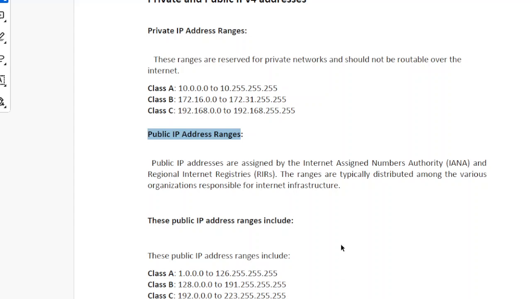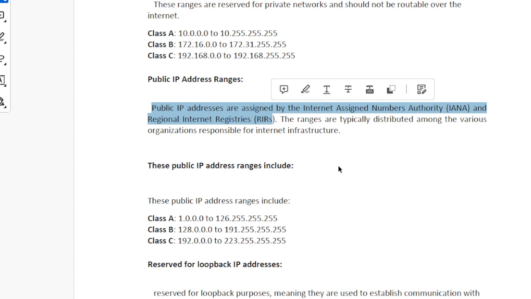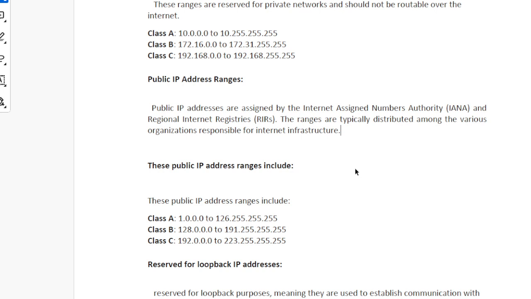Hi everyone. In the previous session, we learned about private IP addresses, and now it's time to talk about public IP address ranges. So, public IP addresses are assigned by the Internet Assigned Numbers Authority, IANA, and Regional Internet Registries, RIRs. The ranges are typically distributed among the various organizations responsible for Internet infrastructure.